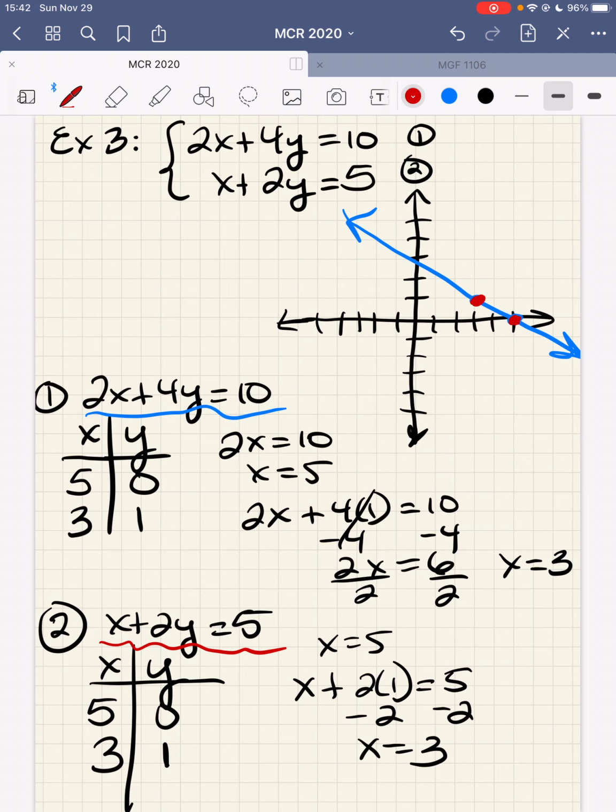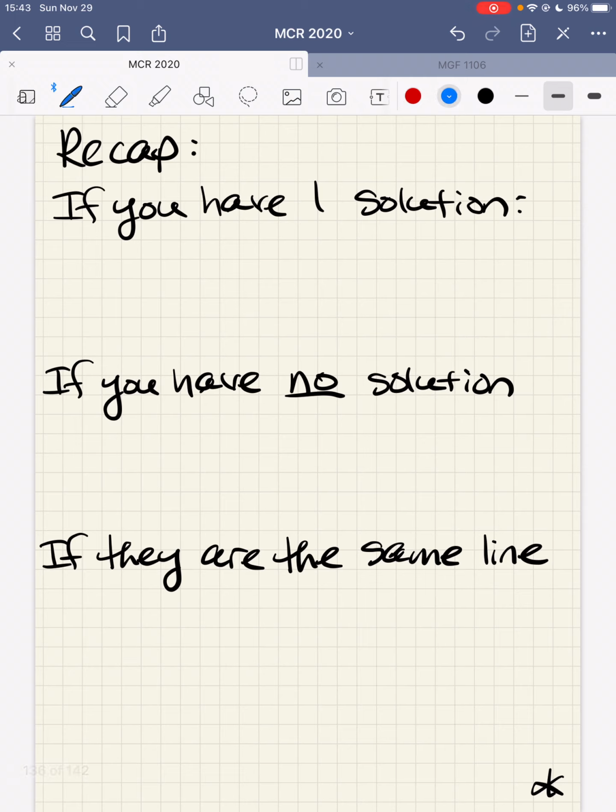And we notice that those are the same 2 points we got for the other line. So this line goes right on top of the other line. And this one has infinite solutions. So every solution for line 1 is a solution for line 2. Right? Let's recap really quick. If you have one solution, that means you have one solution, x, y, that satisfies both equations.